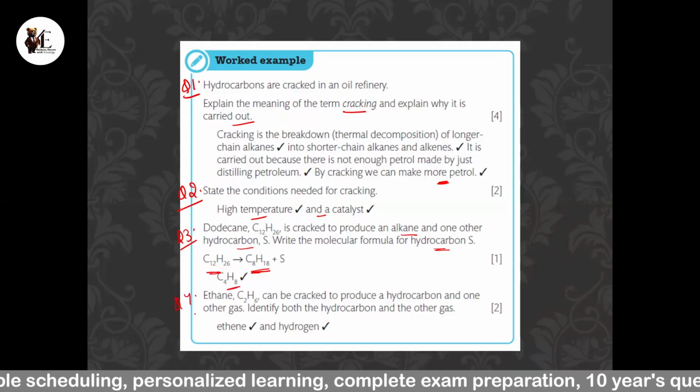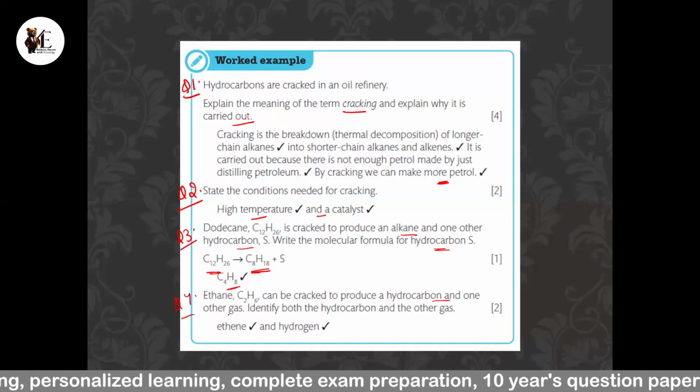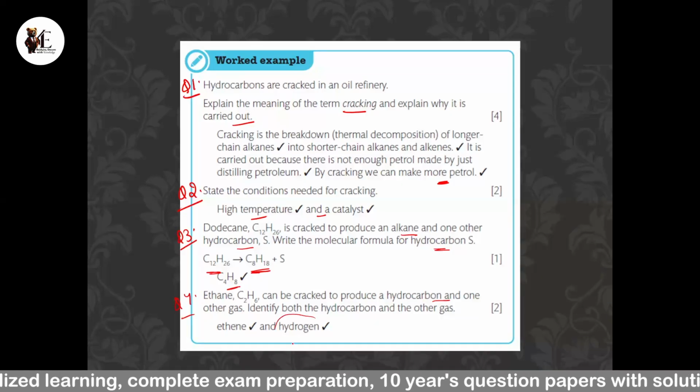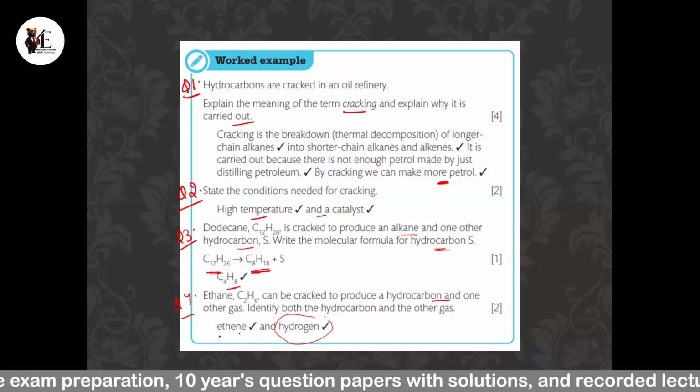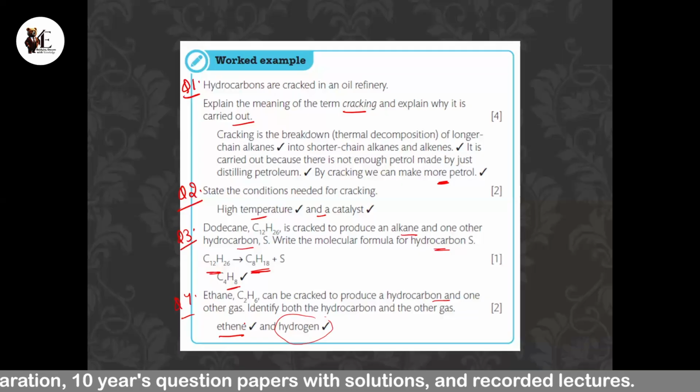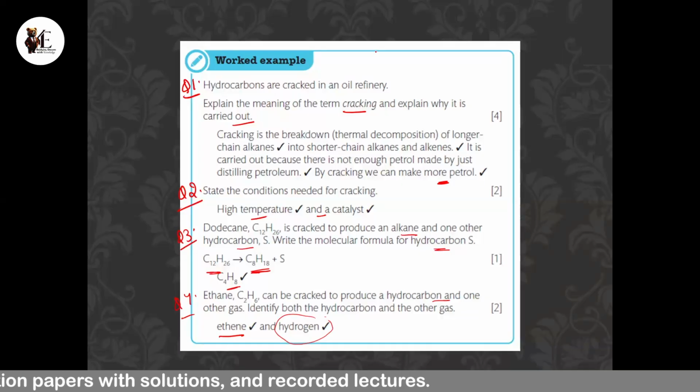Question number 4 is ethane can be cracked to produce a hydrocarbon and one other gas. So what is the gas here? Hydrogen. And ethane converted into an alkene, it is ethene. So these are your 4 questions which are based on cracking. Write all the 4 questions in your notebook, and if you have any doubt in these 4 questions, then please do let me know.